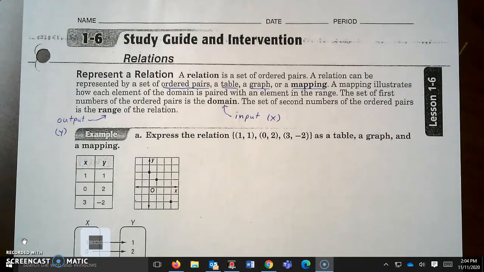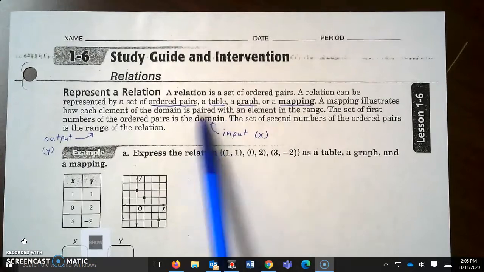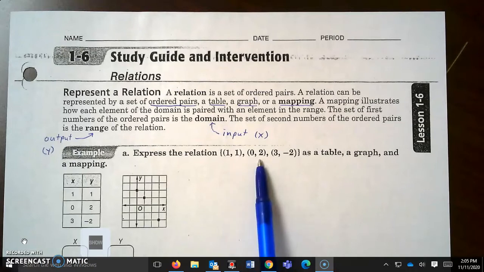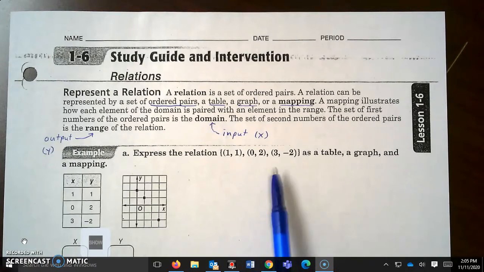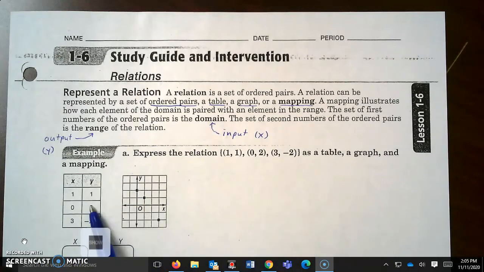So anyway, new stuff. Just by glancing, you can tell this looks different than anything we've seen this year. This is more of a concept or a definition that we will add some things onto. But for today, the big vocabulary word is relation. A relation is just a set of ordered pairs. Easy enough. That looks like a set of ordered pairs. Well, that's a relation. Now, a relation can be represented different ways. It could be represented as ordered pairs, a table, a graph, or a mapping.